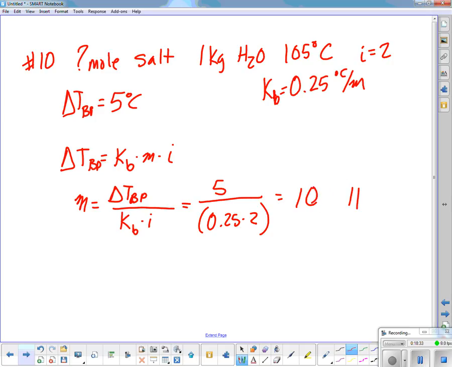Okay, so that's molality. And it wants to find moles. If I remember right, molality is moles per kilogram, so you multiply by 1 kilogram, and that tells you how many moles. The last one is just changing those moles to grams. It's salt, NaCl. Add up the mass of salt, multiply by the number of moles, and you've got your answer. 10 moles, yep.